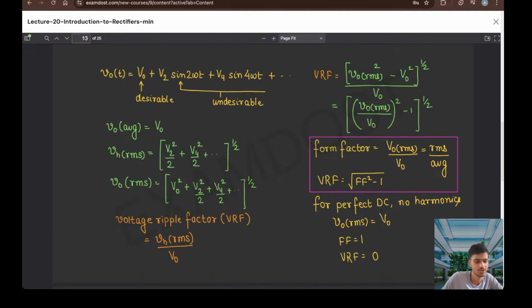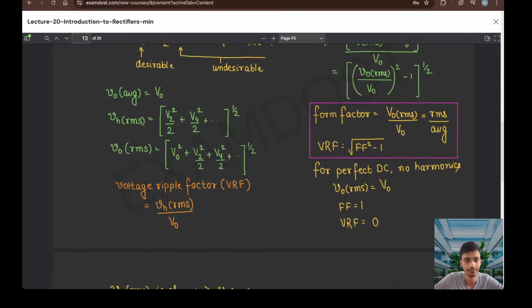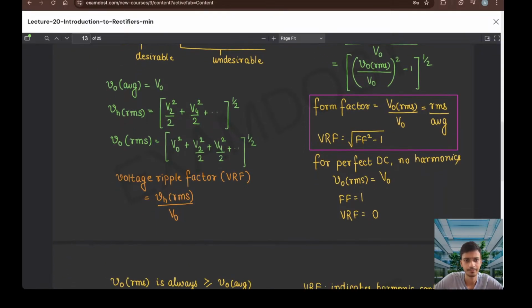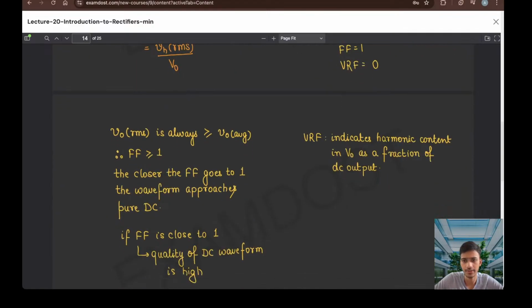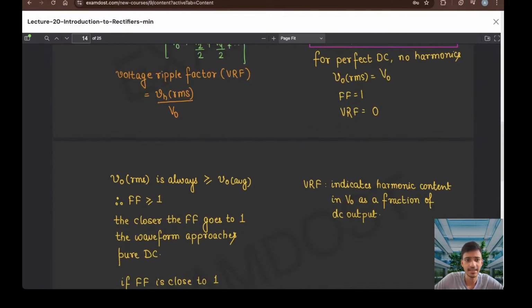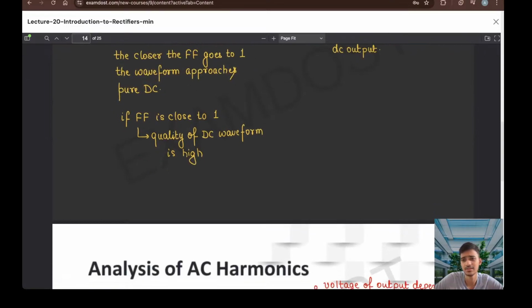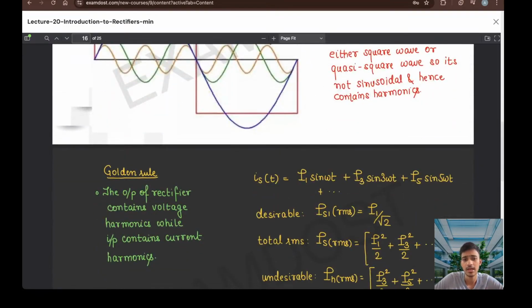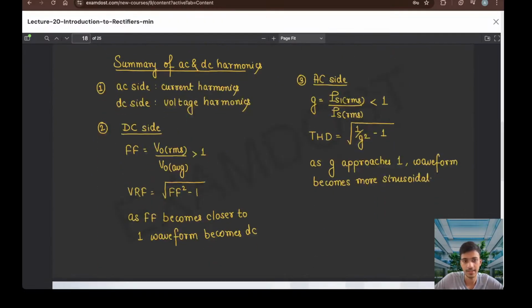Pretty much that only. You can get the form factor, then we can get the voltage ripple factor. If you want me to tell what the voltage ripple factor is, it is the harmonic content, but the average one. Getting my point? It indicates the harmonic content in VO as a function of DC output, or we can say ripple. Ripple means the harmonic. Pretty much simple. That is all.